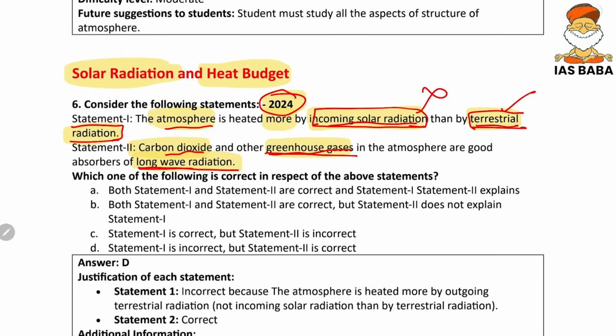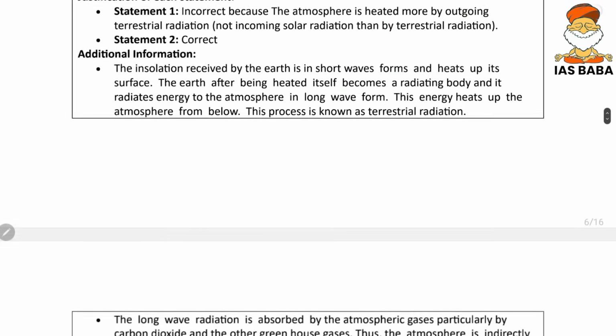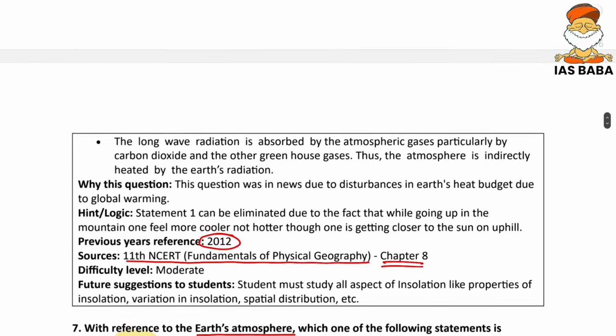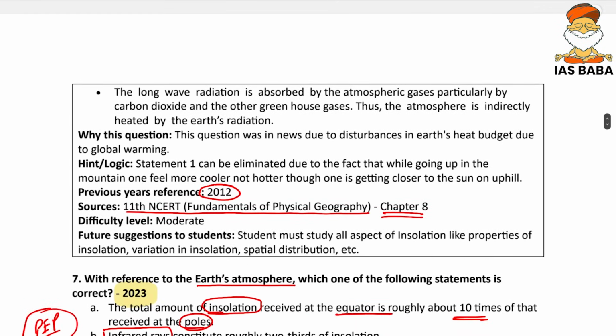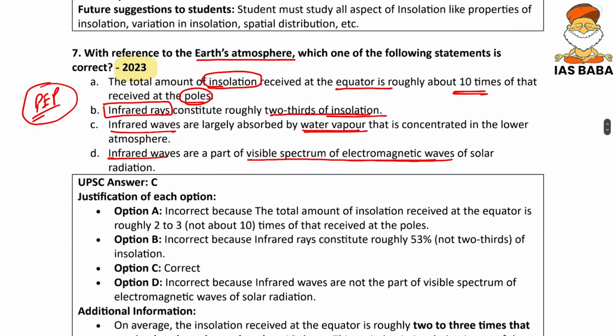Carbon dioxide and other greenhouse gases in the atmosphere are good absorbers of long wave radiation. Outgoing radiations are long wave radiations, and CO2 and other greenhouse gases absorb these long wave radiations. What are these? Infrared radiation. So when we are solving previous year's question paper, you should also keep on writing this additional information in front of the question, so that your question paper becomes an important study material as well.